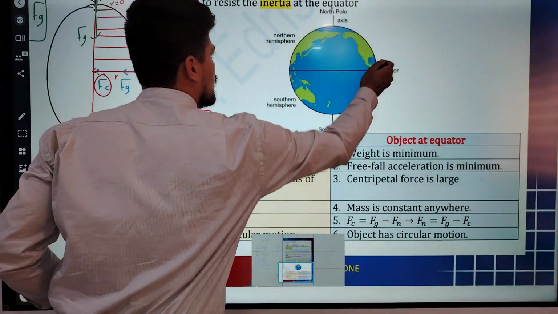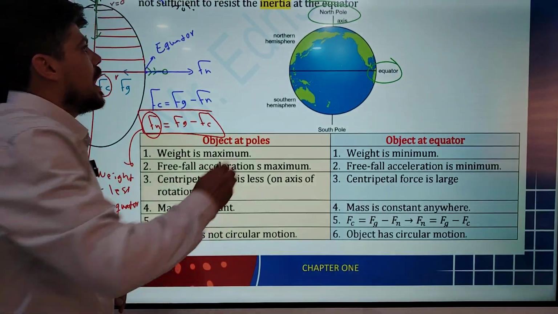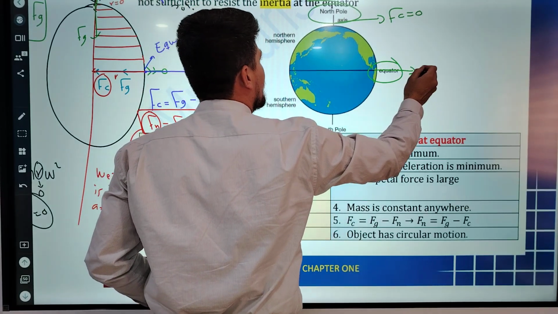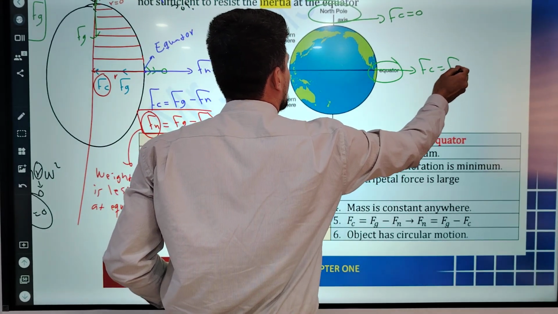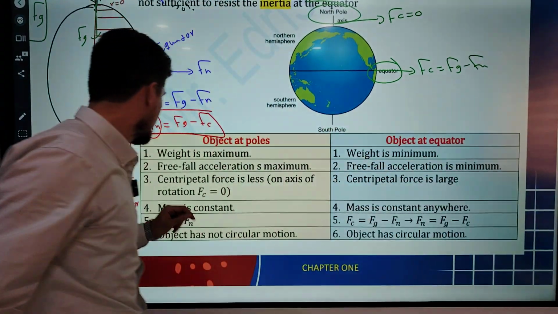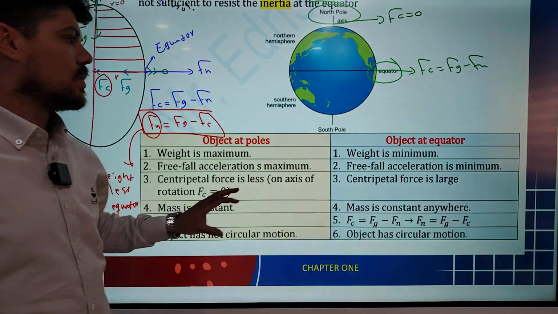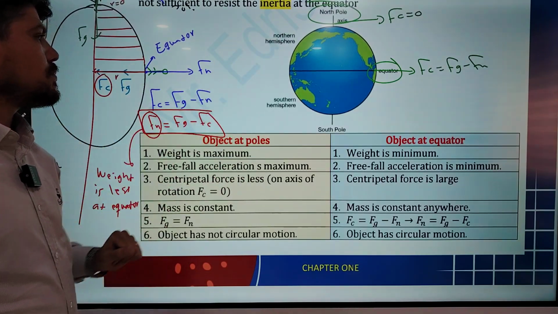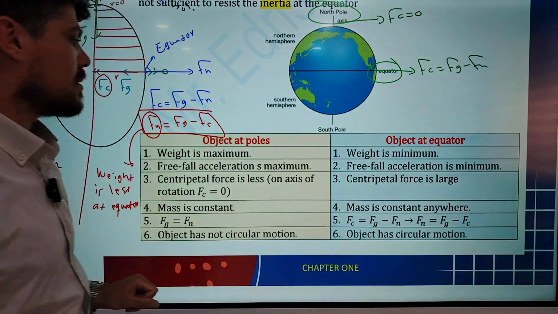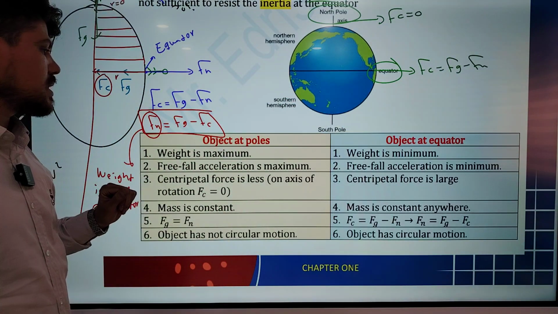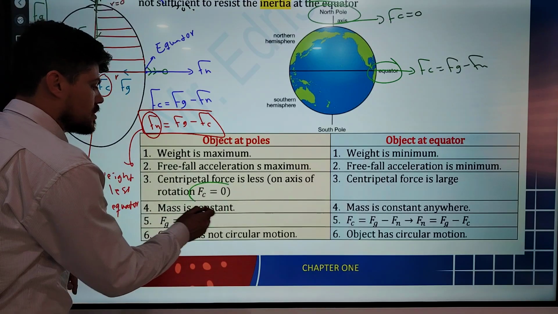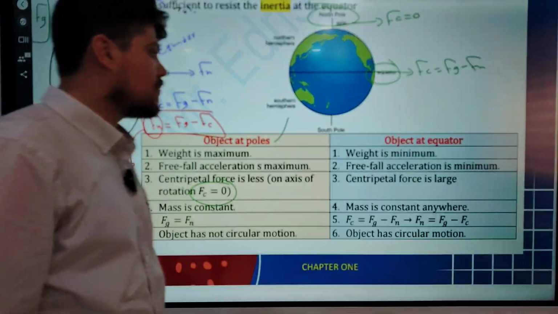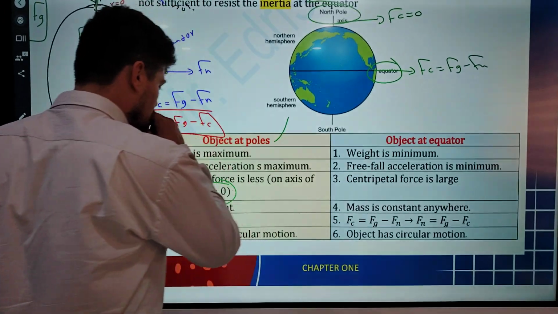So this is the equator and this is the pole. At the pole, Fc is 0, and weight has its maximum value. But at the equator, Fc is equal to Fg minus Fn. Weight is maximum at the pole and minimum at the equator. Free fall acceleration is maximum at the poles, but less at the equator. The centripetal force is 0 on the axis of rotation, at the pole. But at the equator, the centripetal force is not 0. You can see it's large.